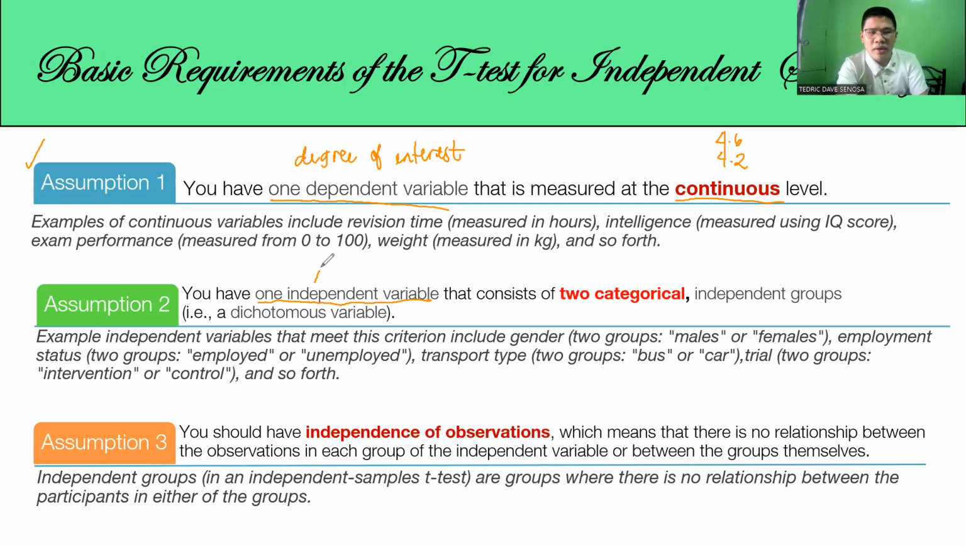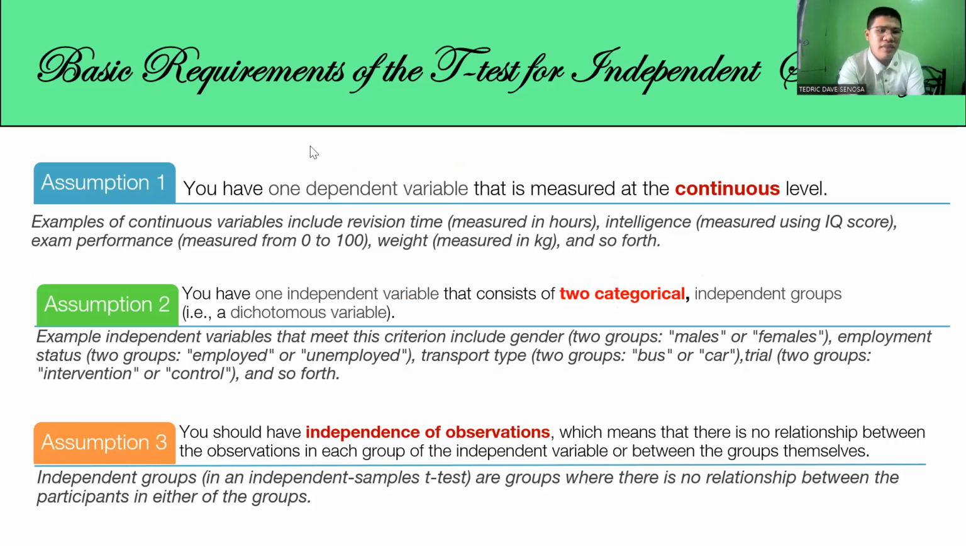Our independent variable here is sex, and we have 2 categorical independent groups which are male and female. And of course, you should have independence of observation, meaning the values for male in the degree of interest will not affect the degree of interest with female. Hindi man siya mag-aapekto, kay lain-lanay man silang group. So these 3 assumptions have actually already been reached.